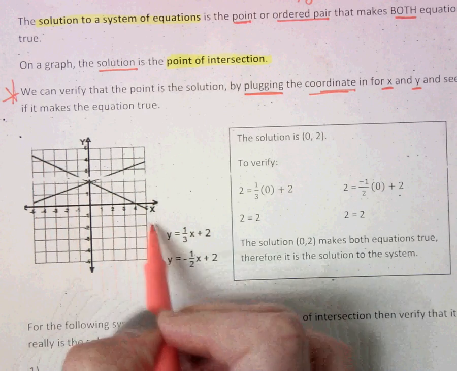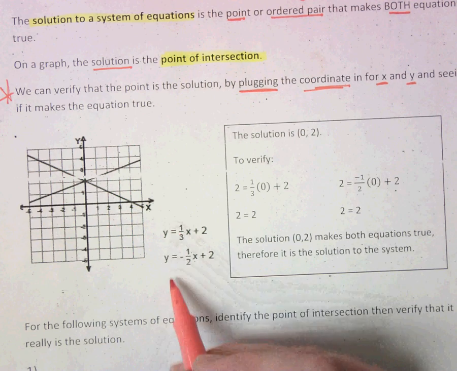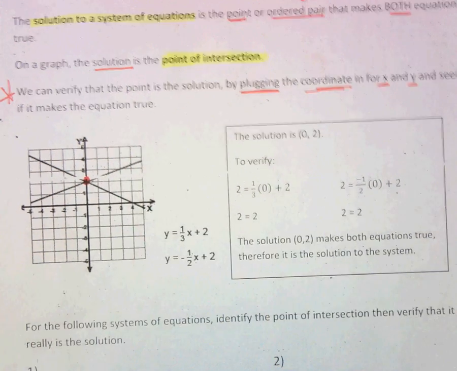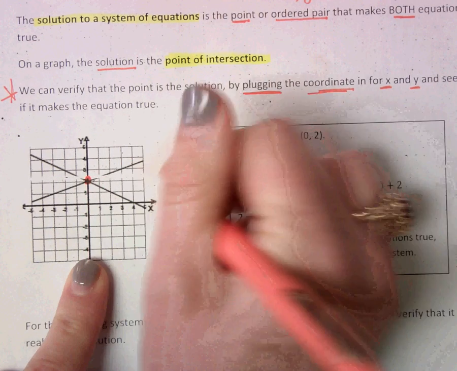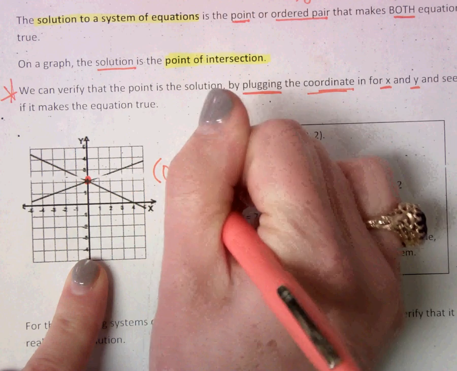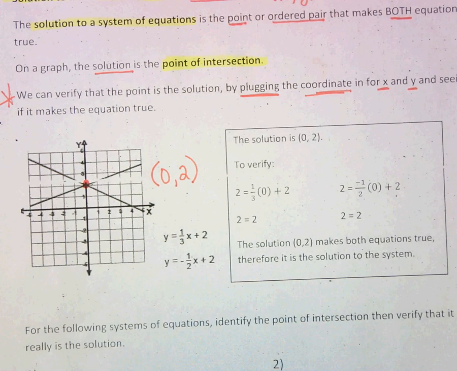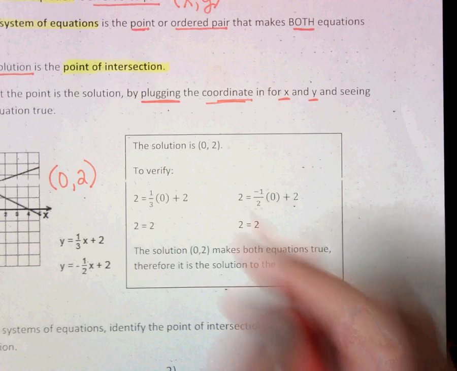So let's look at this example that I've given you right here. Here are the graphs of each of our two equations. This is our system. Right here is the point of intersection. So we are saying that the point of intersection is (0, 2), which would therefore be the solution to this system. Okay, so if that's true, let's verify.